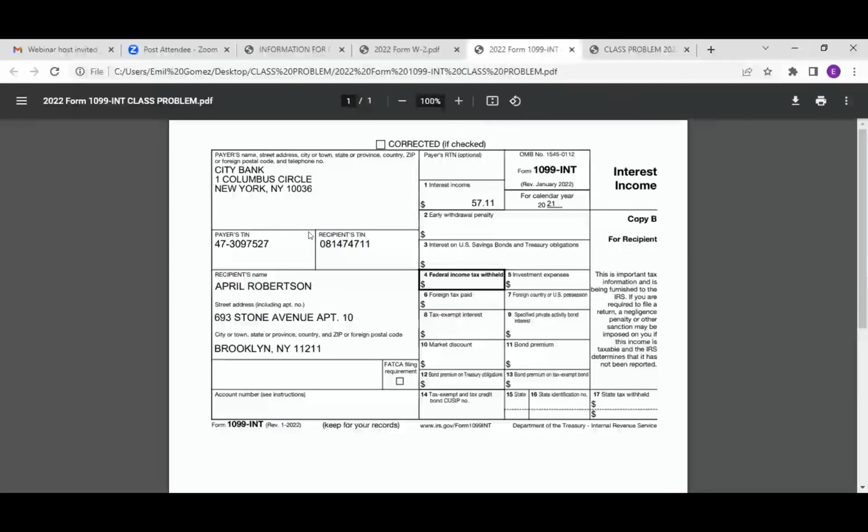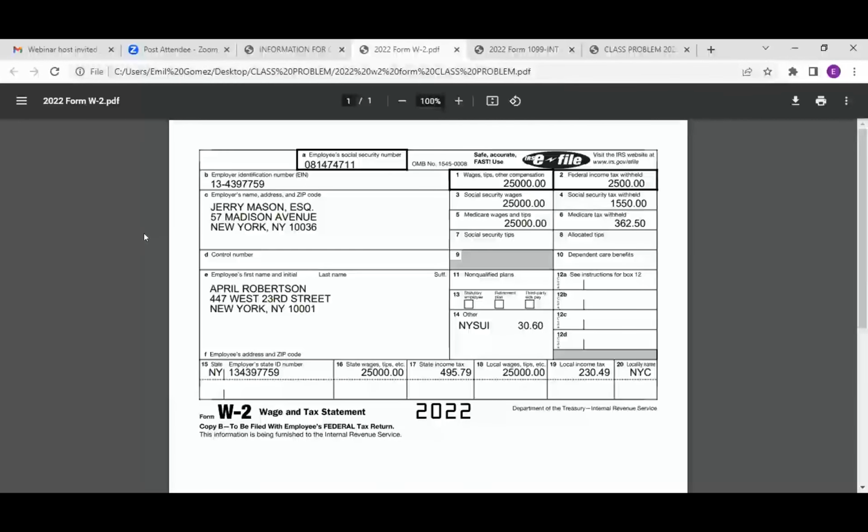And somebody wrote, for calendar year 2021. That's right. So you guys have got it. I owe a lot of virtual pizza to a lot of people out there. So apparently Jerry doesn't keep good records. The W-2 shows that she lives on 23rd Street. Maybe that's an old address.